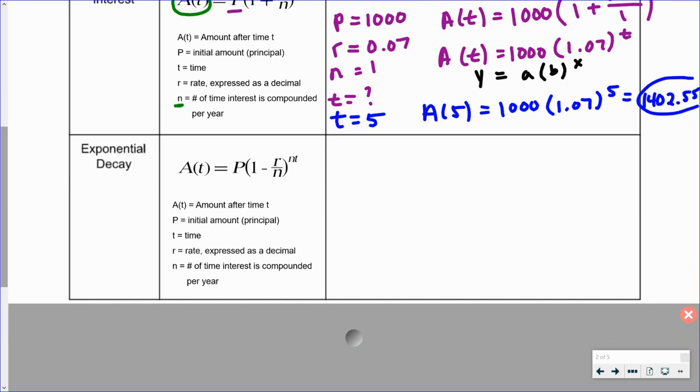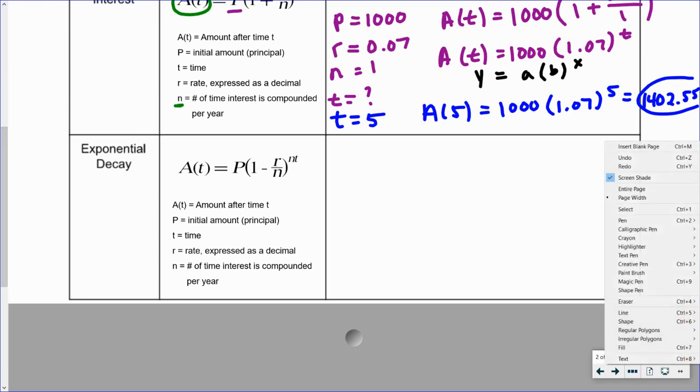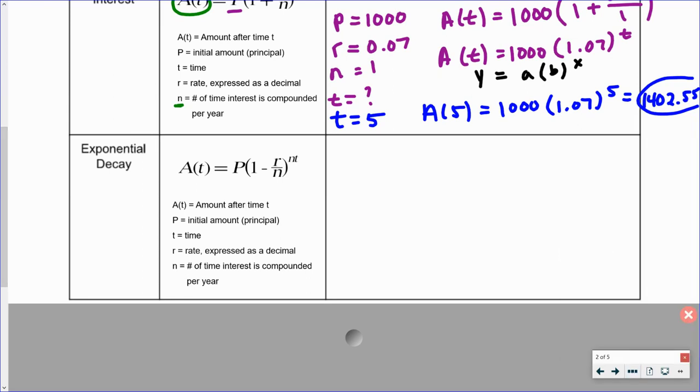In this case, we're going to look at exponential decay. So we haven't looked at a decay model yet, so we're going to do that right now. If you look, all the variables are the same. Everything is identical to compound interest. The only difference that you should notice is this b value, 1 minus r over n.